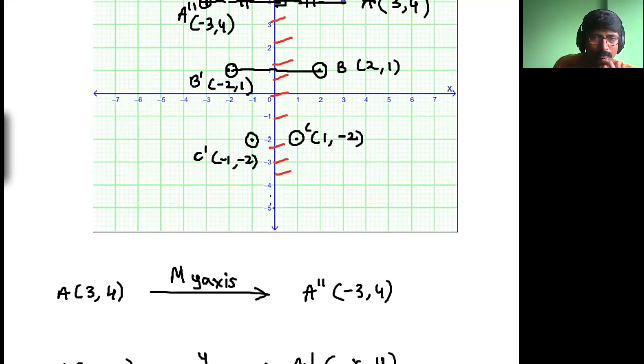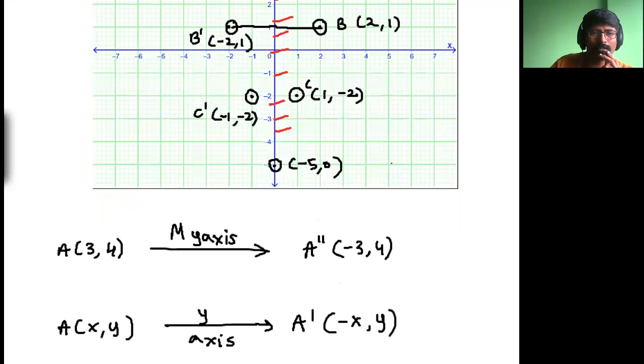Any point on the y-axis, say this is (0, -5), does not get reflected anymore when it reflects under the y-axis. So every point on the y-axis is invariant. Invariant means it does not reflect, I mean it does not change its position. So every point on the y-axis is invariant under a reflection in the y-axis. I hope you understood that, isn't it?